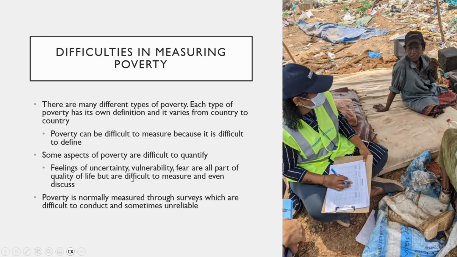There are, however, difficulties in measuring poverty. There are different types of poverty. Each type of poverty has its own definitions and varies from country to country. It can be difficult to measure. Some types of poverty are difficult to quantify, like the feelings of uncertainty, vulnerability, fear. All those things are not quantifiable. Poverty is normally measured through surveys, which are difficult to conduct and sometimes unreliable.